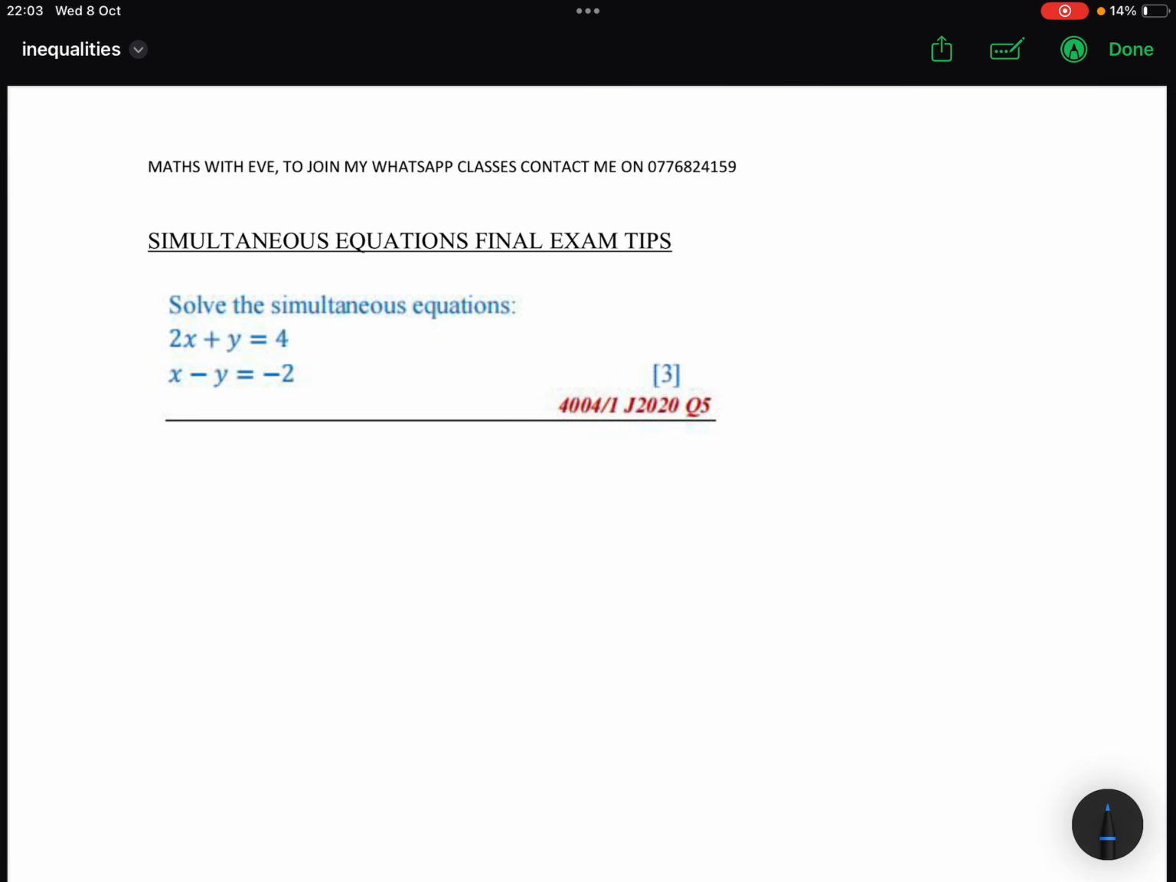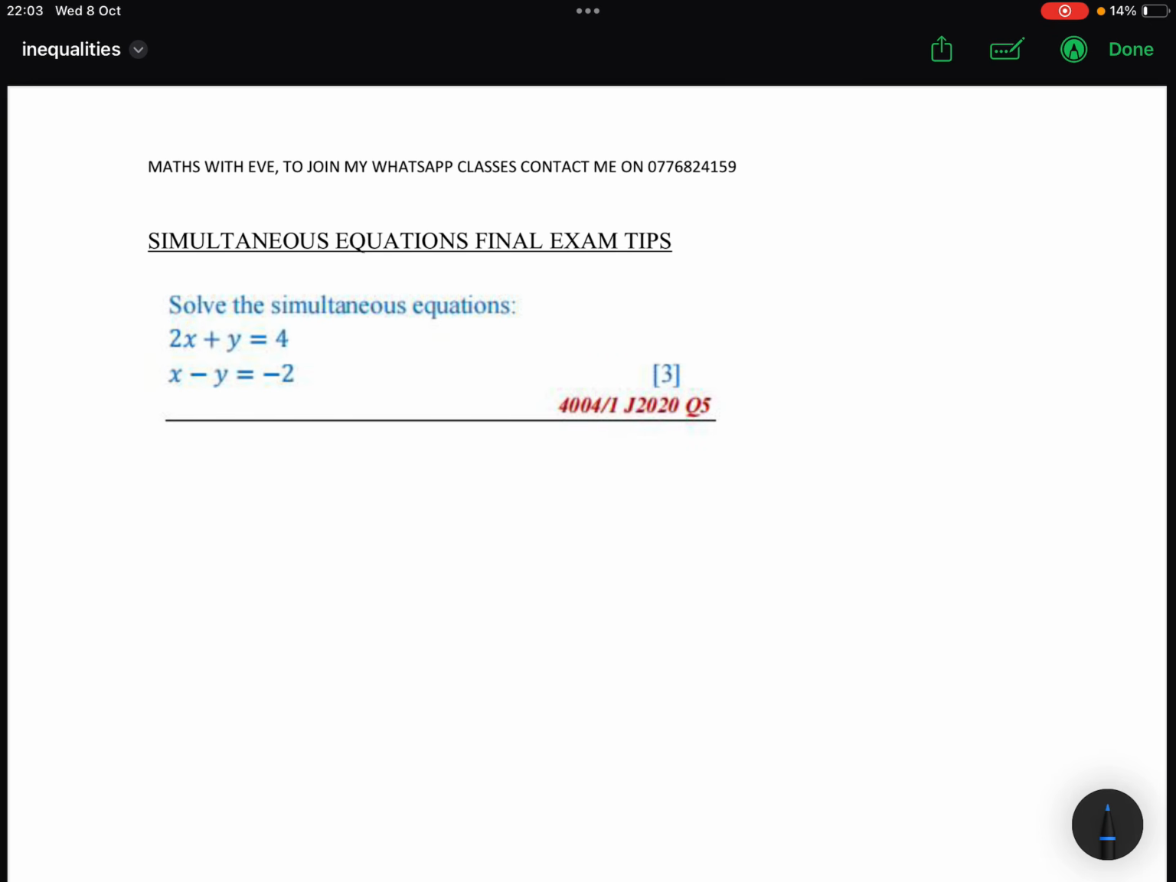The first question which we are going to revise was from June 2020. This is the simplest way in which the simultaneous equation is examined. I will explain how to find the value of x and the value of y. We need to apply the elimination method.